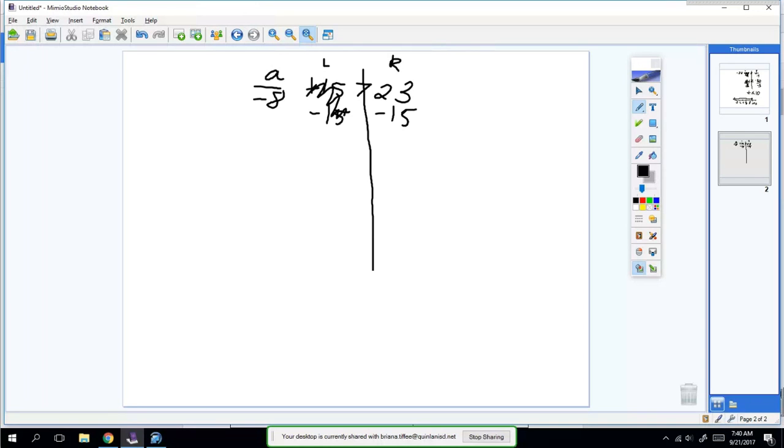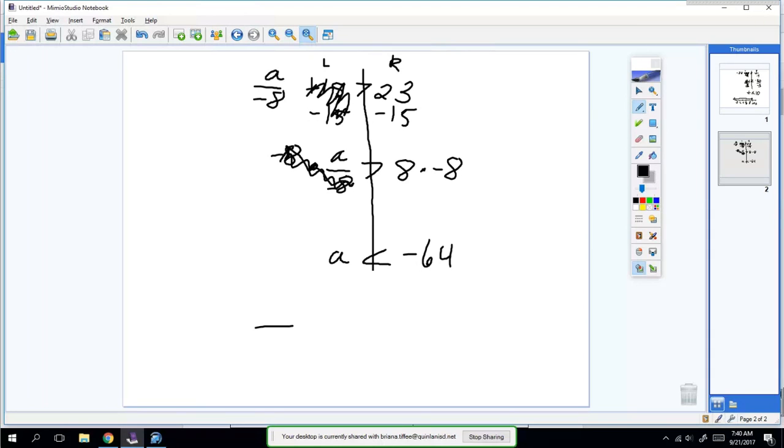So this cancels out. I bring down what's left over on my left side. My a divided by negative 8 is greater than 8. Well, since that negative 8 is being divided, the opposite of that is you're going to multiply negative 8 to both sides. So you cancel this out. You bring down the a. 8 times negative 8 is negative 64. And since I just multiplied both sides by a negative number, my inequality in the middle flips. So I get a is less than negative 64.